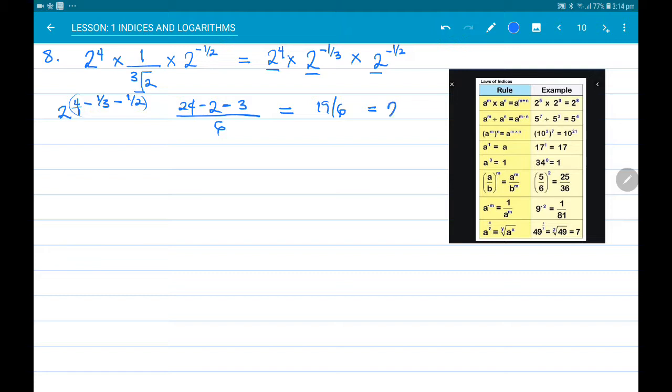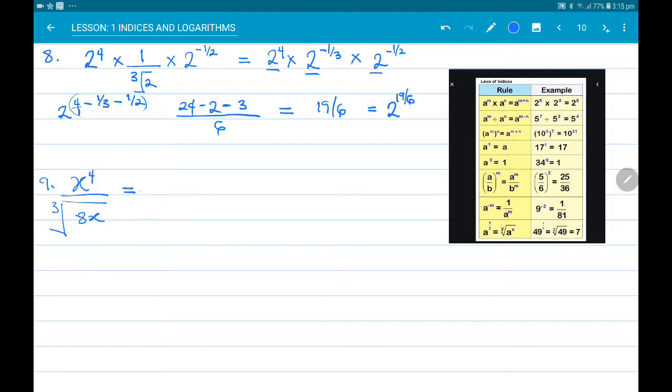Now from this we have 2 raised to the power of 4. We have 2 common to all, and that is taking us to the power of 4 minus 1 over 3 minus 1 over 2. This is like a fraction, like 4 over 1. Do you understand that? Now from this place, you just find our LCM. Let me address this one first. Our LCM here should be 6.